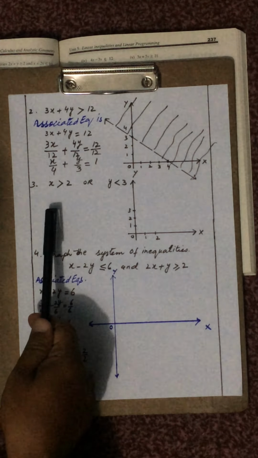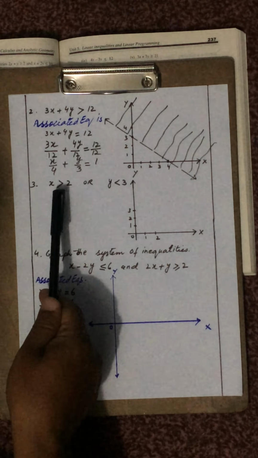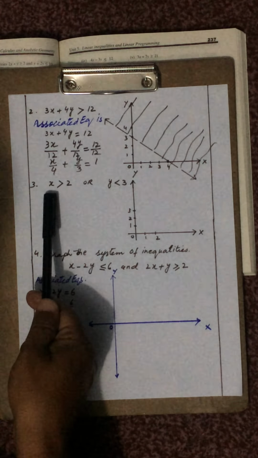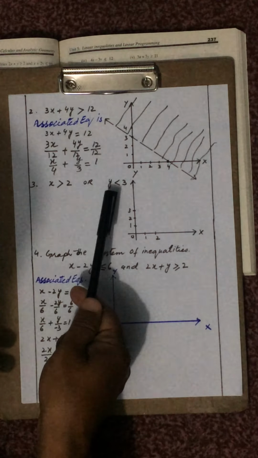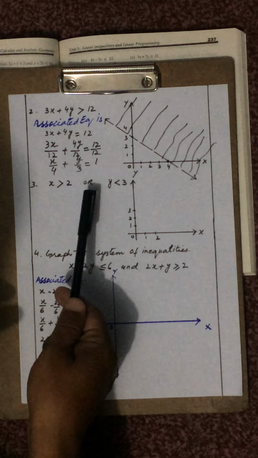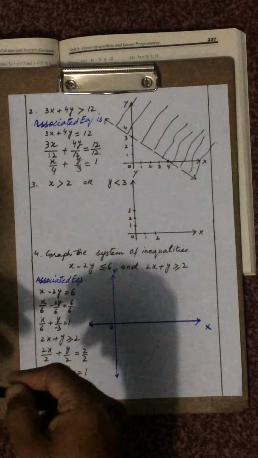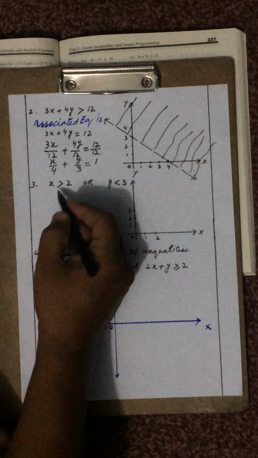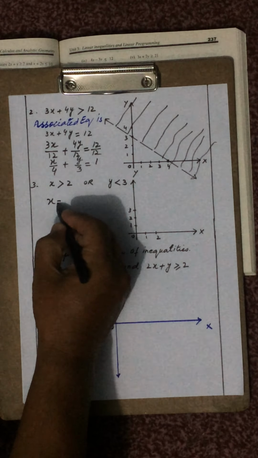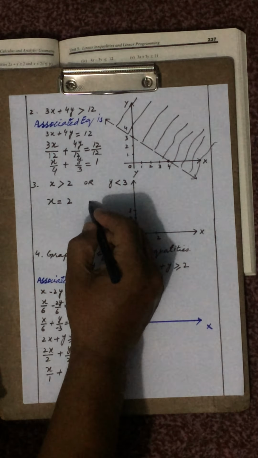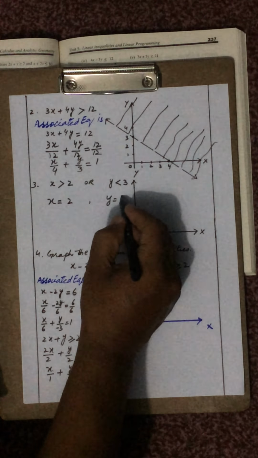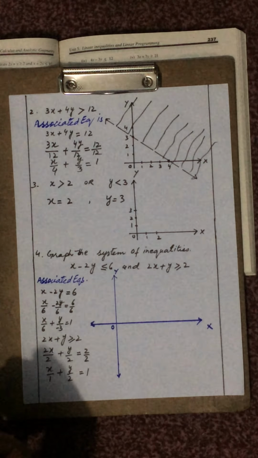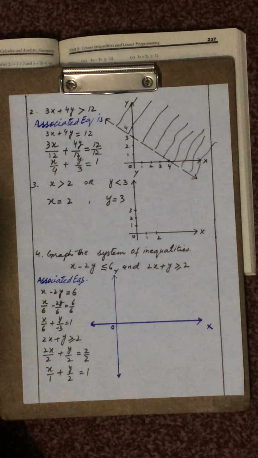Now, if the inequality is of the type x is greater than 2, where y is not present, or y is less than 3, how can we draw the graph of such inequalities? We first write the associated equation. So its associated equation is x equal to 2, and for the other, y equal to 3. Just place the sign of equality instead of the greater than or less than sign.